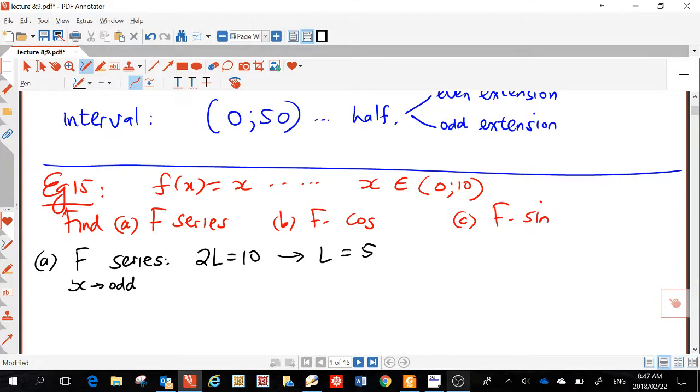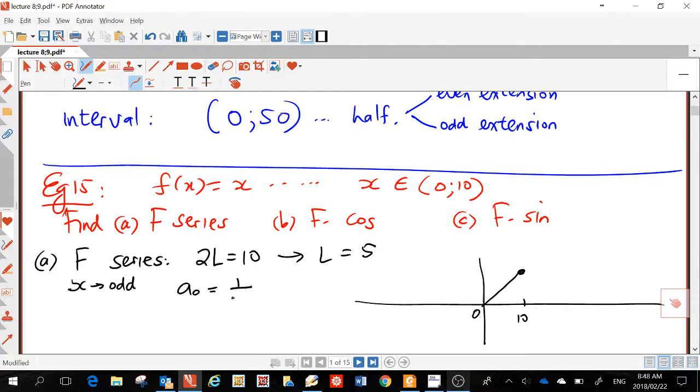So the shape. Let me draw the shape here. Let's see what it is that will be repeating itself. So from 0 to 10, that's a function y equals x, and that's a full range function because I want the Fourier series. It didn't say Fourier sine or Fourier cosine, so you have to interpret that to mean a full range series.